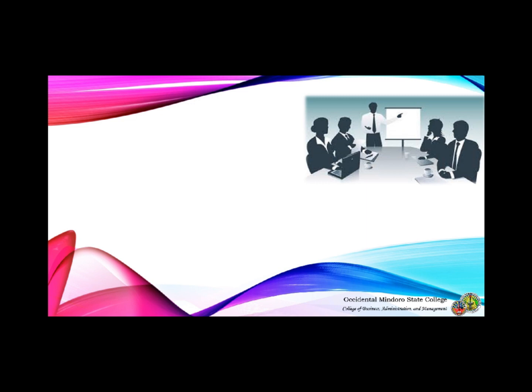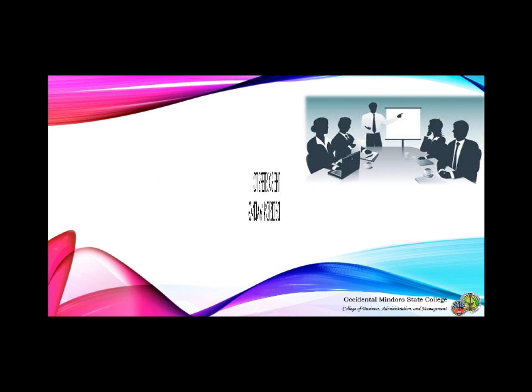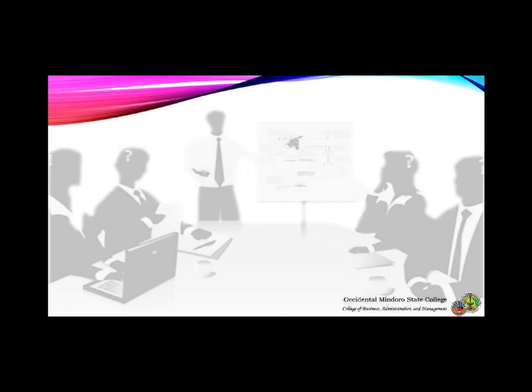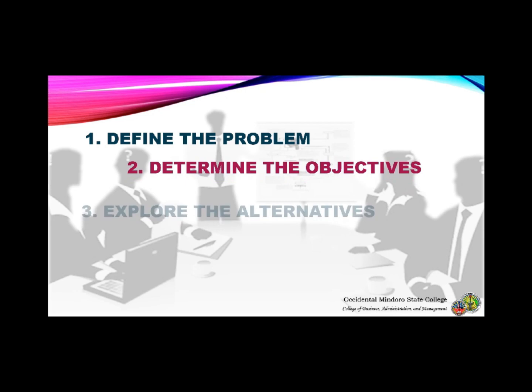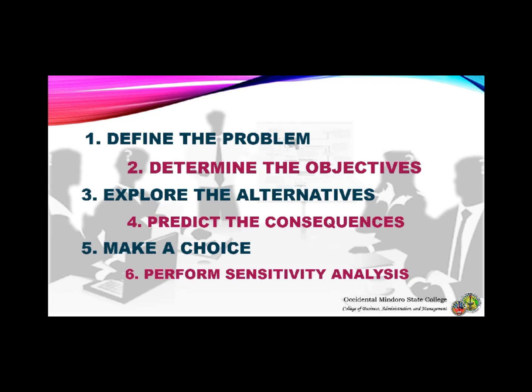Hopefully, you have read the PDF file that I uploaded in the FB group and also in Google Classroom. Sana yung mga question na nasa isip nyo, masagot natin dito sa video na ito. So, here we go. The 6 steps to decision making. These steps are needed in analyzing managerial decisions. First, define the problem, determine the objective, explore the alternatives, predict the consequences, make a choice, and perform sensitivity analysis.